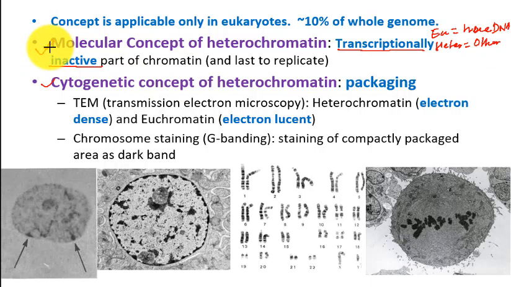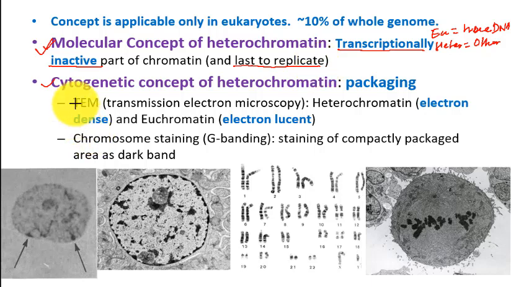The part of chromatin that is transcriptionally active is called euchromatin. The part of DNA that is transcriptionally inactive is called heterochromatin. It can be gene containing, but if it is transcriptionally inactive, it is heterochromatin. And heterochromatin is also last to replicate in S phase.